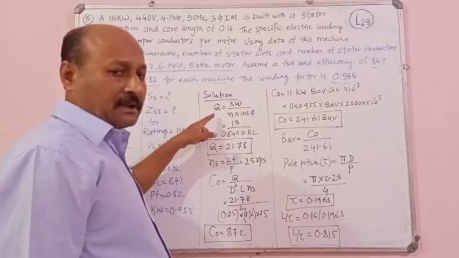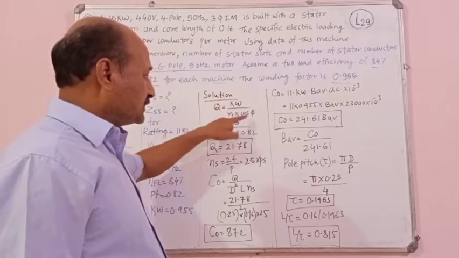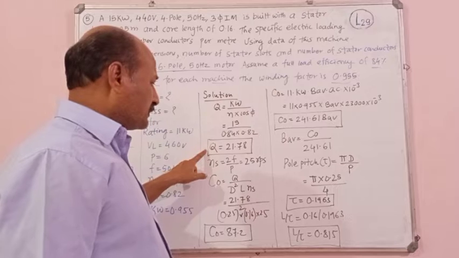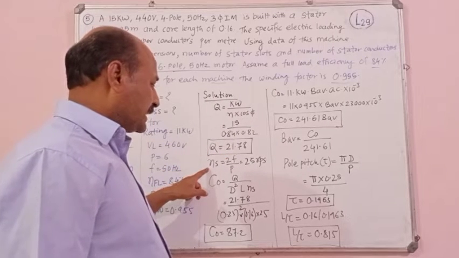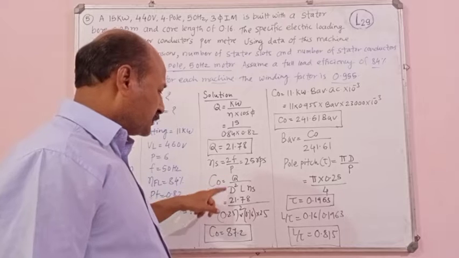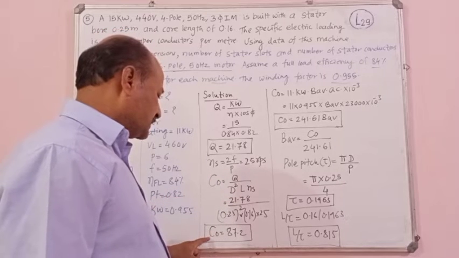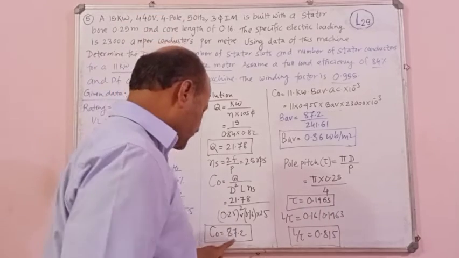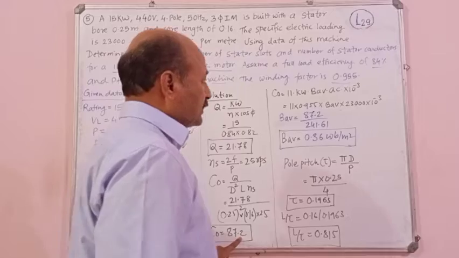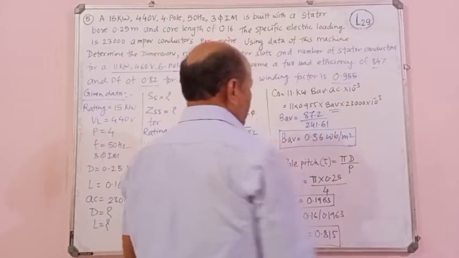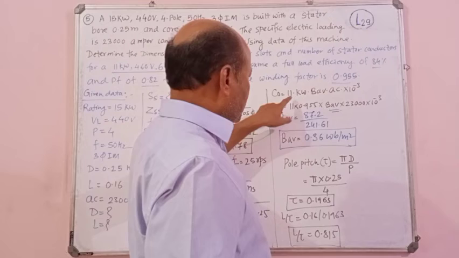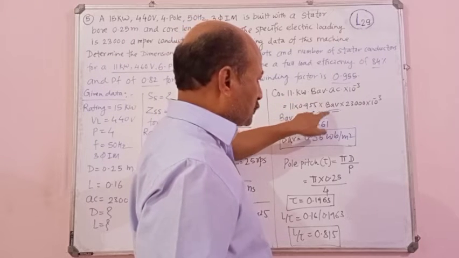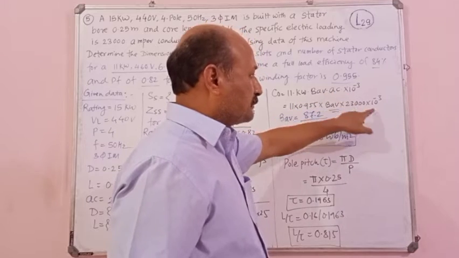Solution. First of all, calculate Q, kW upon efficiency into cos phi. By the first rating of the motor, you will get the value of Q equals 21.78. Calculate NS, calculate CO, capital Q divided by D square L NS. You will get CO, the output coefficient, equals 87.2. From this CO 87.2, our aim is to calculate the B average. Why? Because CO is 87.2, 11 is the constant, the winding factor equals 0.955, B average is unknown, AC equals 23,000 into 10 to the power minus 3.